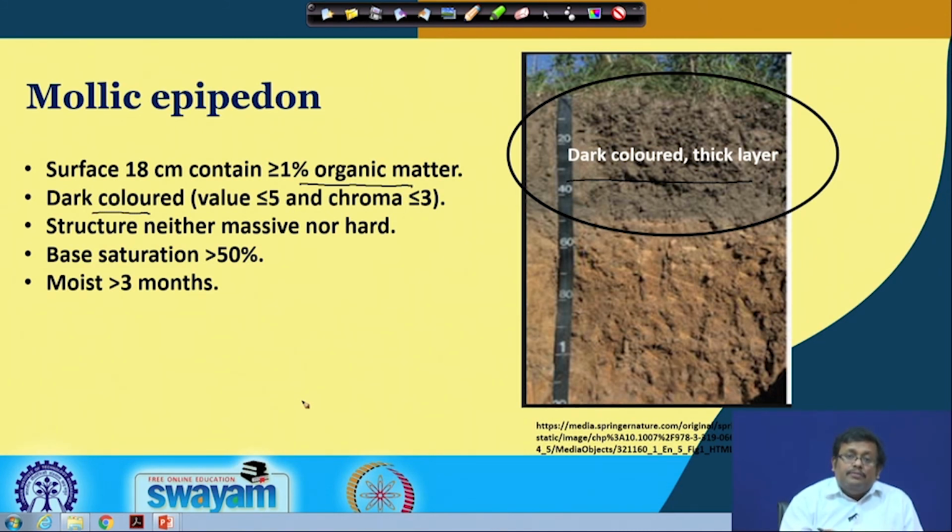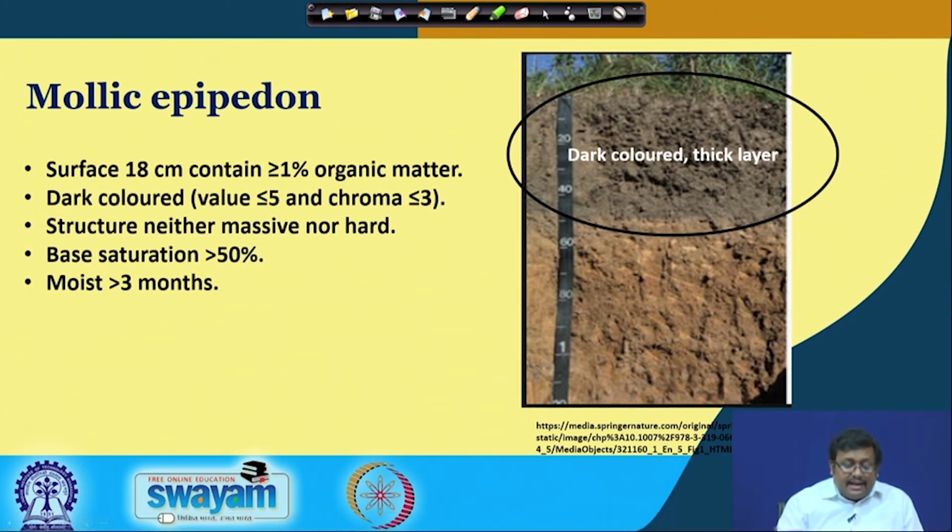The other way to represent percent base saturation is the percentage of basic cations among all the cations which are present in the soil. So, when the percent of base saturation goes beyond 50, that is an important feature of mollic epipedon, and this mollic epipedon remains moist for more than 3 months of a year. So, this is an example of a mollic epipedon.